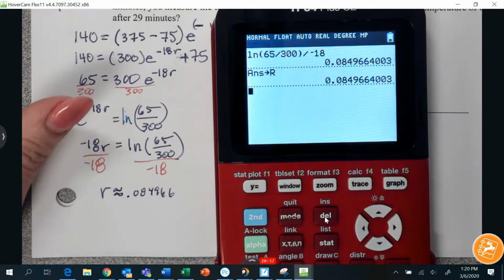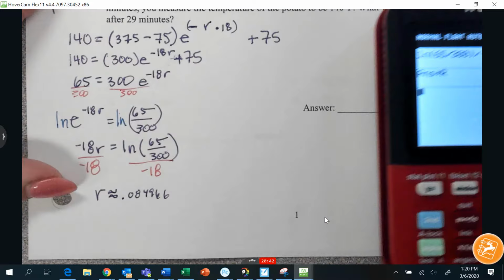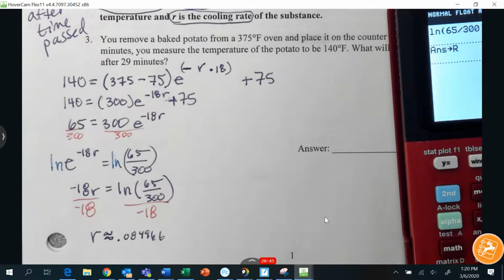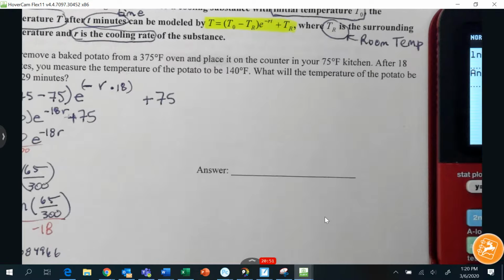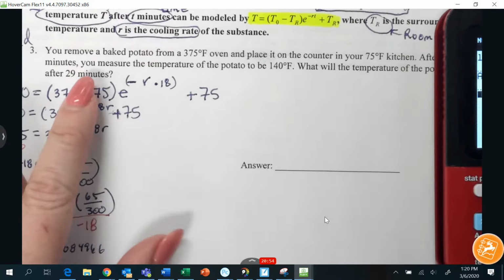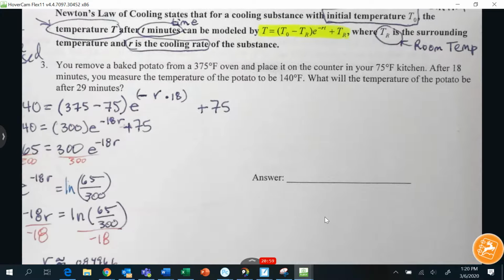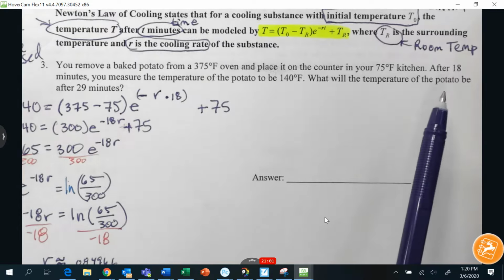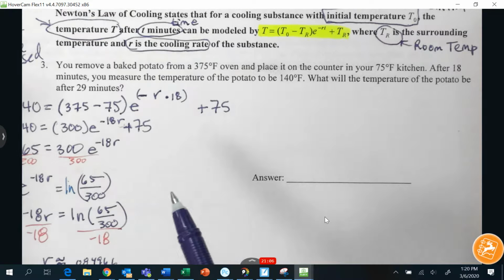All right. Now, I have this stored. What I have found is I know the cooling rate of one potato. So what we're going to do now is find what the temperature of the potato will be after 29 minutes. This is a teeny tiny bit confusing. This means 29 minutes total: like 18 have passed, it's 11 more minutes. Okay, it's not 29 minutes from the first 18 minutes. It means total, okay? So what will the temperature of the potato be after 29 minutes?